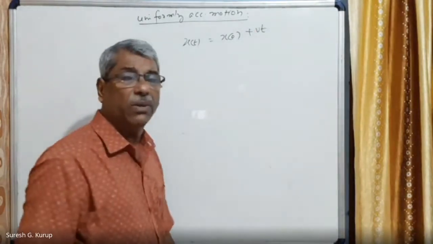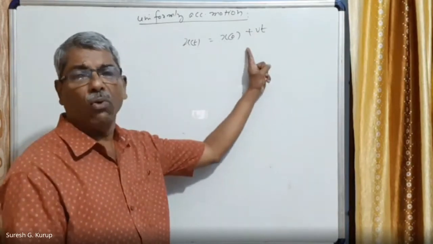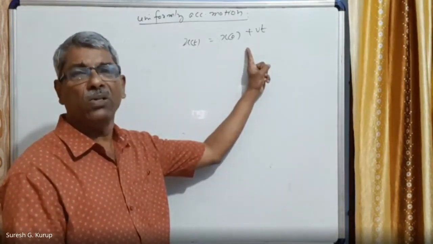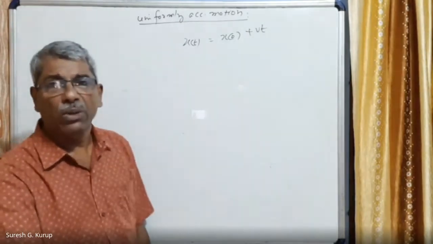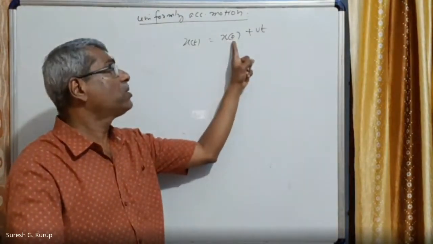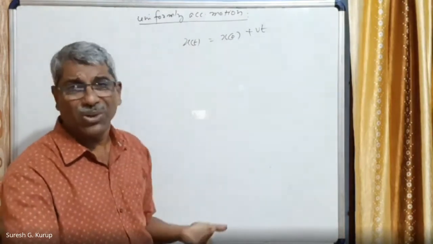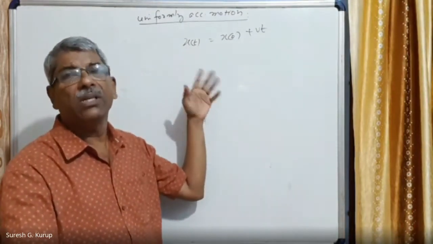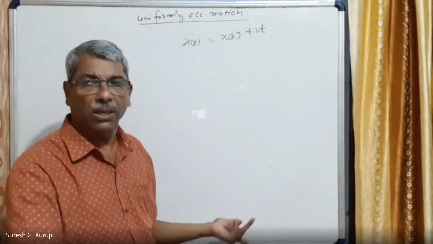What is v? The body is moving with uniform velocity. So the equation of linear motion of a body moving with a uniform velocity is given by xt is equal to x0 plus vt. Sometimes in place of xt, we can write simply x also. I wrote xt because it is the displacement or position of the body when time is t seconds, right?